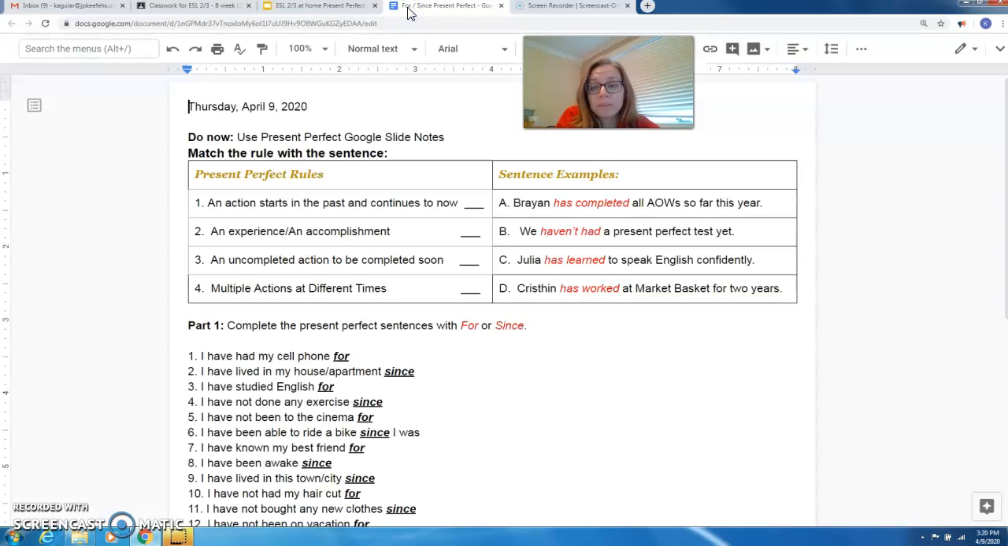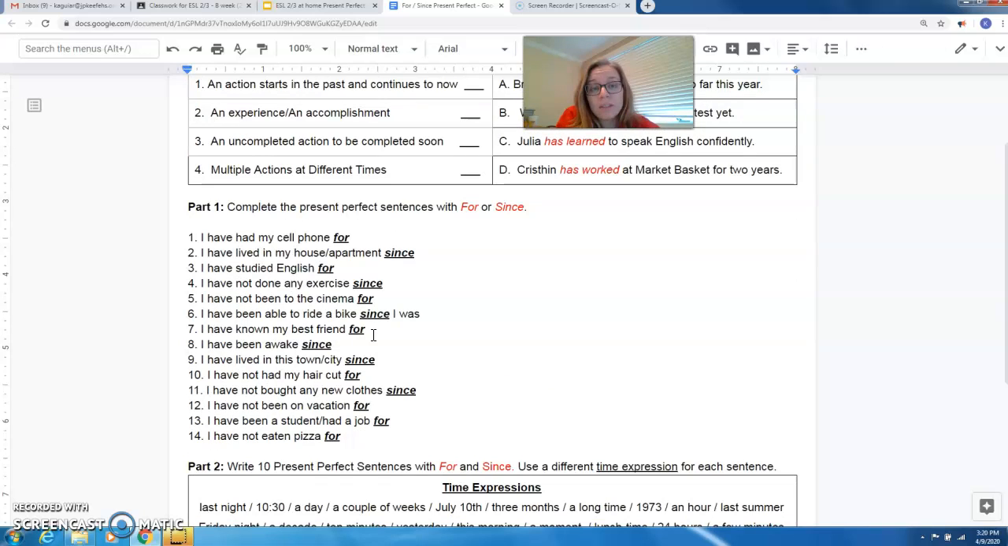So go back. So match the rules. Number 1, an action starts in the past and continues to now. Is it A, B, C, or D? Okay. I will grade this for you when you finish it. I'll give you the correct answers.